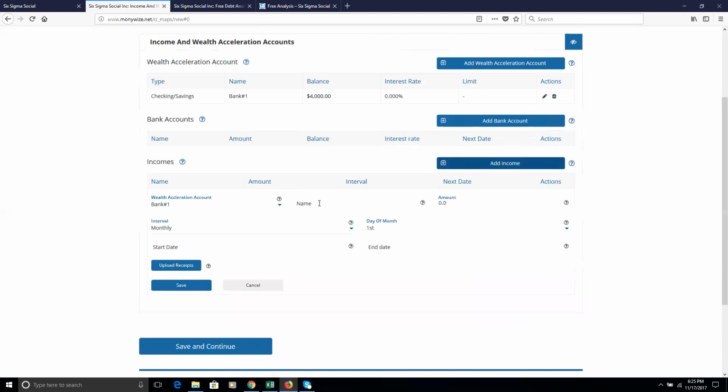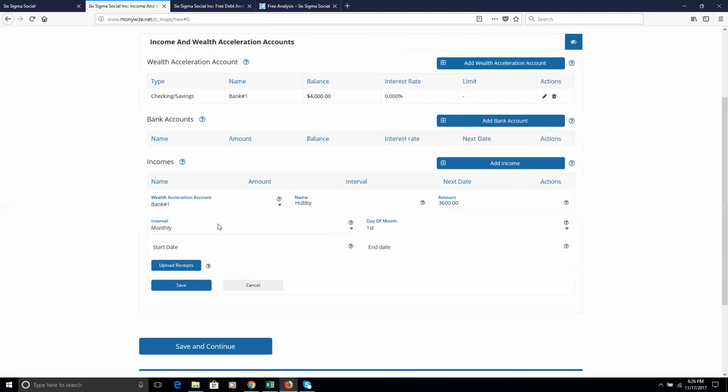We'll have a husband whose name is Hubby. Okay, and let's say that this is his income. Let's say that he gets paid $3,600. Okay, this is his take-home pay.